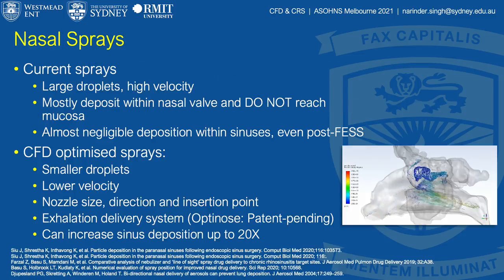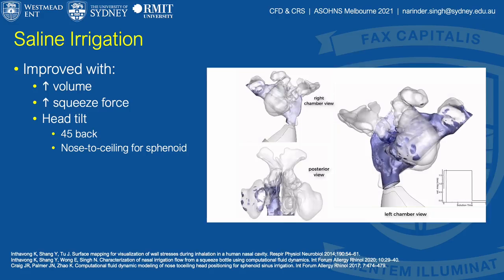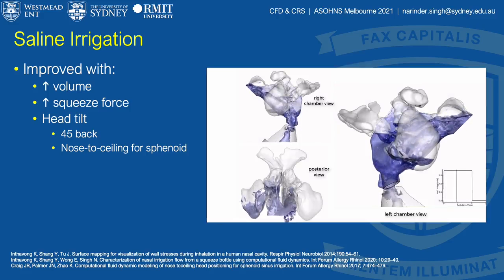CFD has confirmed that most nasal sprays end up in the nasal valve, with barely 1 to 2% reaching the sinus mucosa even after surgery. By performing optimization experiments, we have increased this by 20-fold, and we've submitted a patent with Optinose for this technology. We have shown that saline irrigation can be improved with increased volume, increased force, and head position, and we'll discuss this in more detail in the next talk.